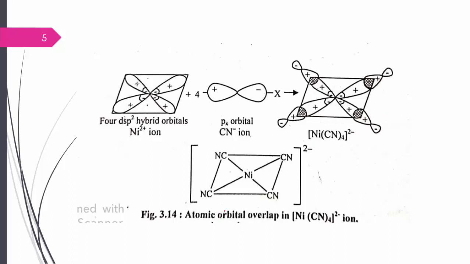So this is the atomic orbital overlapping of the [Ni(CN)4]2- ion. You can see nickel is the central atom and CN- is the ligand, four times. It has a charge of 2 minus, which is an example of dsp2, and the shape of this molecule is square planar. If you try to understand, the bond angle is 90 degrees. This is very important: the bond angle is 90 degrees.